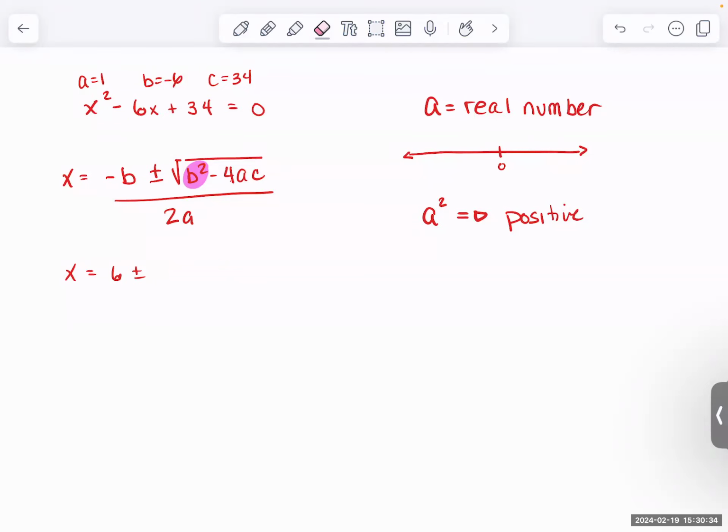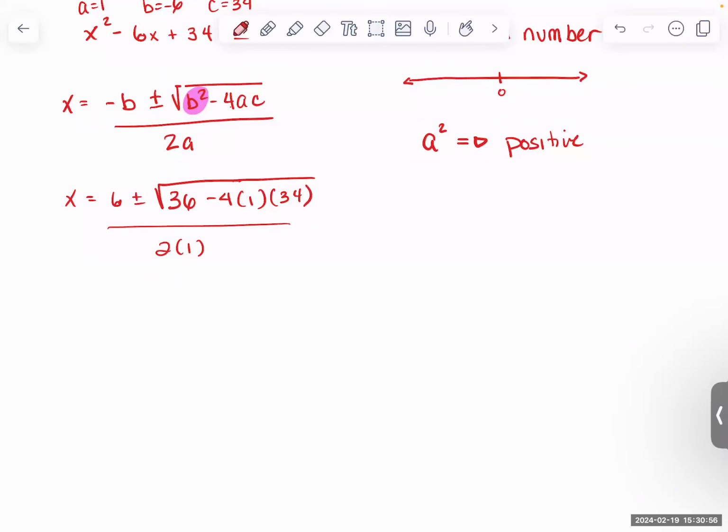And it's going to be 36. Well, it helps if you turn the eraser off here. So b squared is 36, because negative 6 times negative 6 is 36. And then we have minus 4 times 1 times 34. And all of that is over 2 times 1. And it looks to me, get the parentheses in here, this is going to have complex conjugate solutions. 6 plus or minus the square root of 36 minus, what is that?